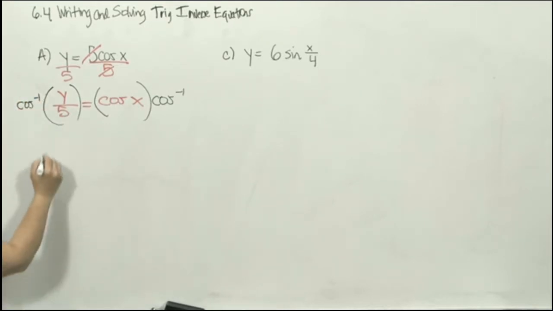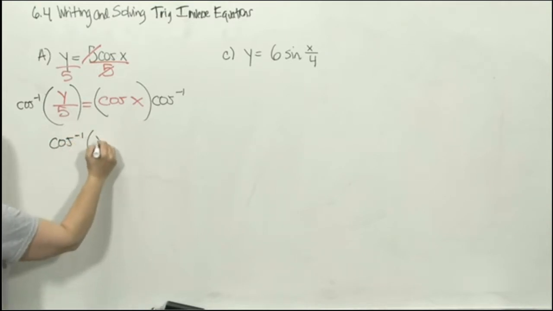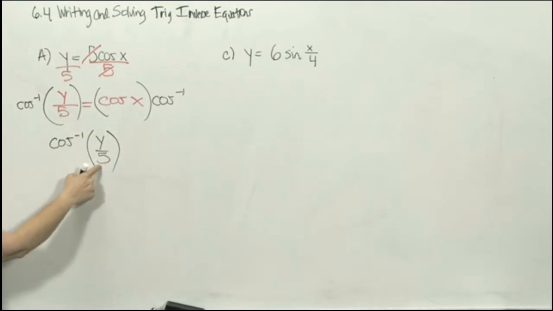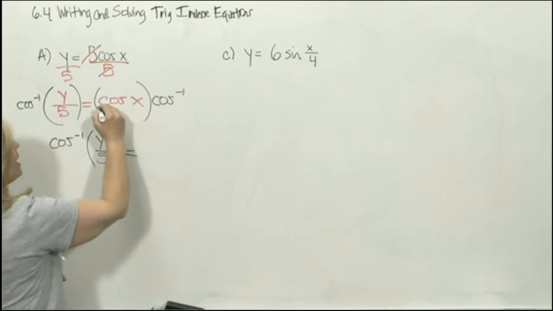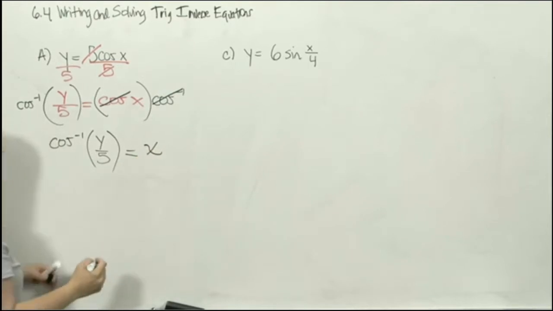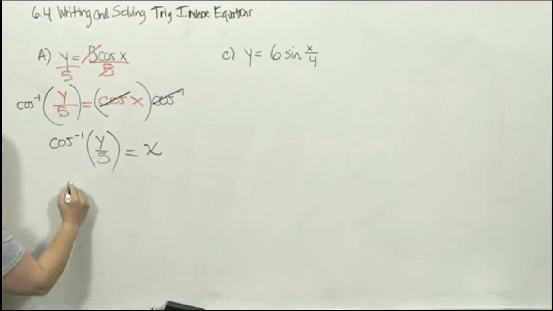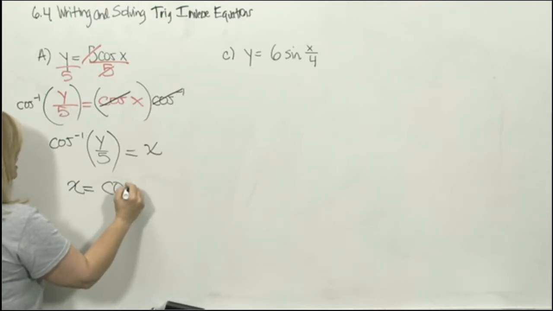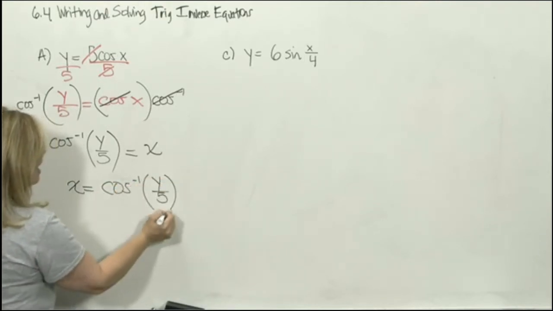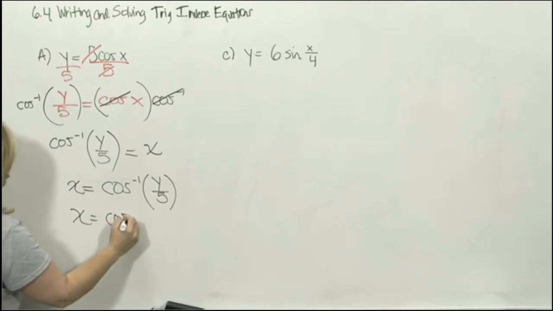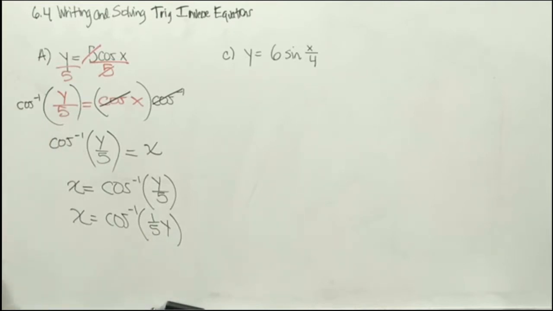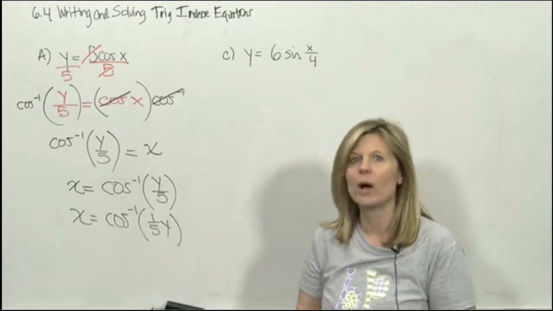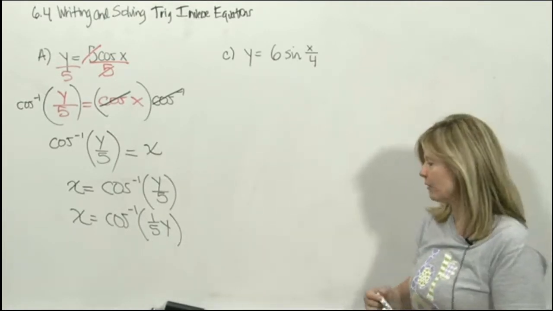So now the left becomes cosine inverse of y over 5. If you think about what inverse means, I'm giving you a number, you're going to spit me an angle. This is your number connected to cosine inverse. And on the right here, this word and this word cancel out and leave you x. This is your inverse equation. x equals cosine inverse of y divided by 5. Or it can be written as x equals cosine inverse of 1/5 y. That's your goal, is to get x by itself. That's the inverse equation. And it will be an inverse equation because you're using a trig inverse.